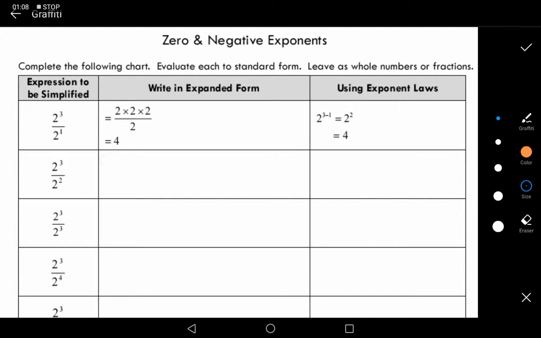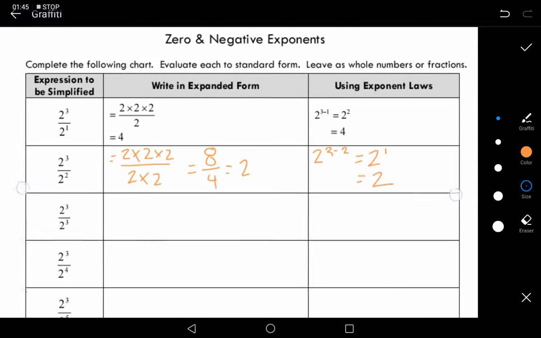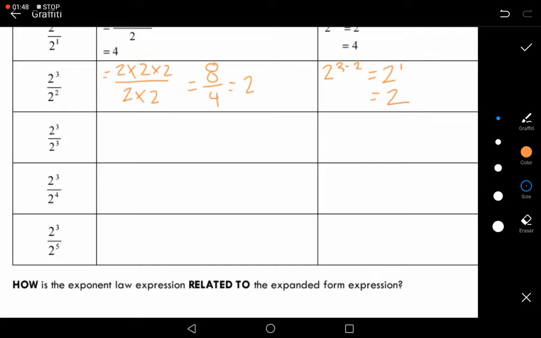So in expanded form, again, this part is easy. You're just writing it out however many times it tells you to. In this case, 3 and 2. So that is going to leave me with 8 over 4. 2 times 2 is 4. 8 divided by 4 is just 2. If I were to use my exponent laws, I have 3 minus 2, which is the same as 2 to the power of 1, which is 2. Okay, moving on to the next one here.